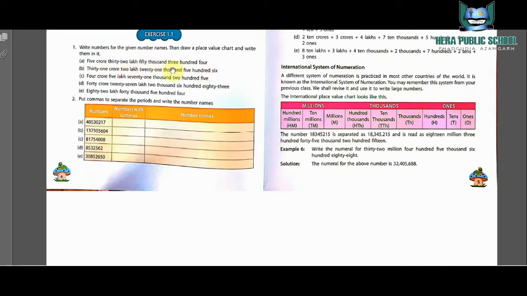5,32,50,304. This number is in Indian number system. In which system? Indian number system. In Indian number system there is ones, tens, 100, 1000, 10,000, lakh, 10 lakh, crore and 10 crore. But if we talk about the international number system, then there is ones place, tens, 100, 1000, 10,000, 100,000, million, 10 million, 100 million, billion, 10 billion and 100 billion. But this number is in Indian number system.